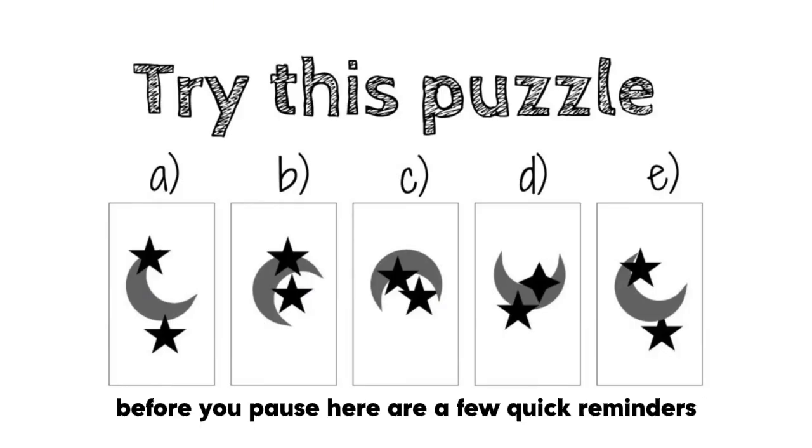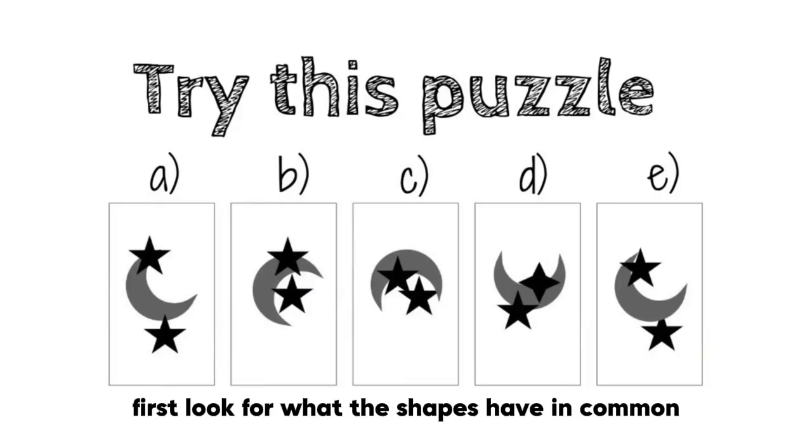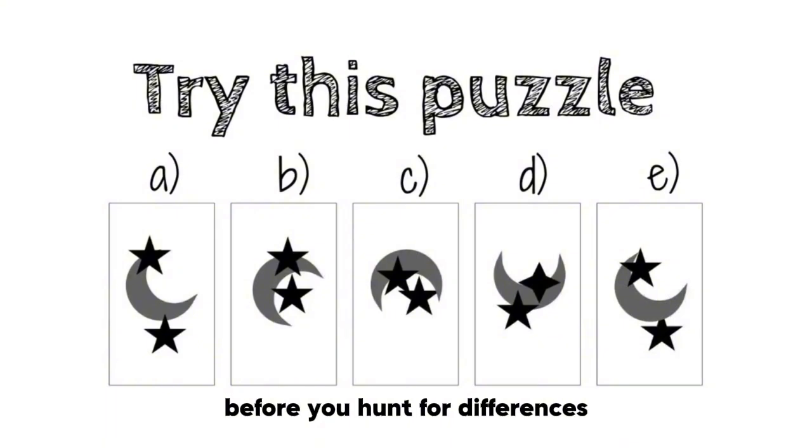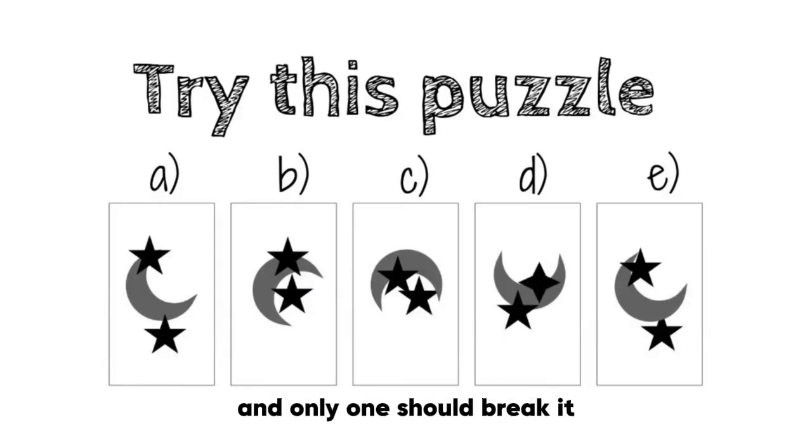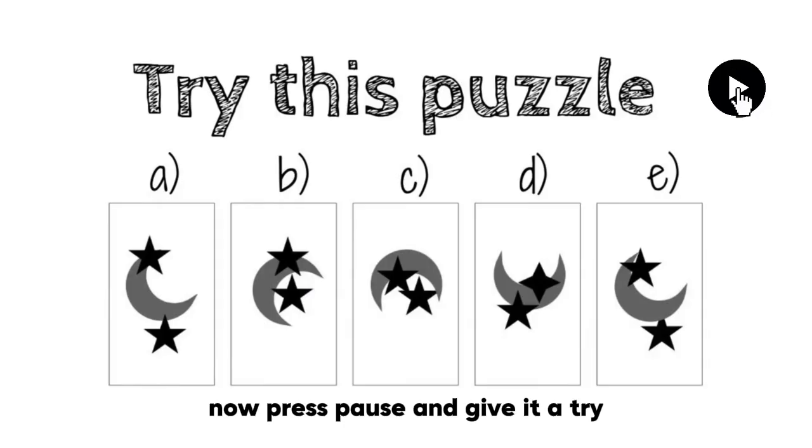Before you pause, here are a few quick reminders. First, look for what the shapes have in common before you hunt for differences. Second, check one feature at a time, like size, colour, number, position, direction, or layering. Third, remember that 4 shapes usually follow the same rule, and only one should break it. Finally, stay calm and take your time. The difference might be tiny. Now press pause and give it a try.